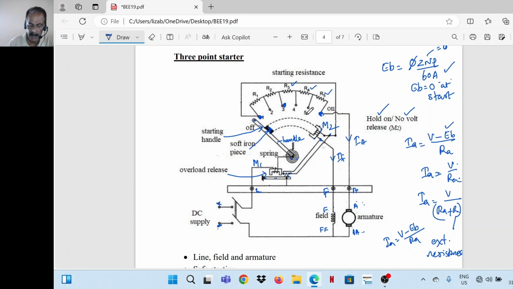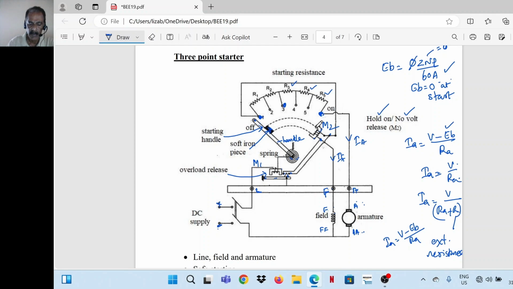But as the handle is brought to on position, the complete resistance is cut off from the armature circuit, so that in the armature circuit, the complete voltage is applied directly and the resistances come in series with the field winding. So this is the condition required for normal speed of the motor.